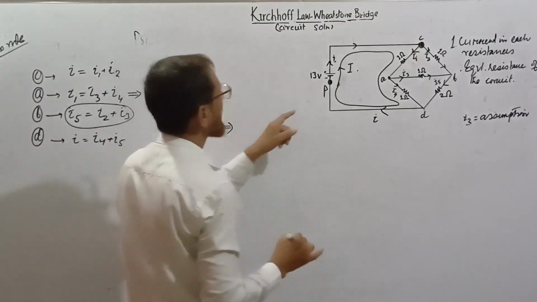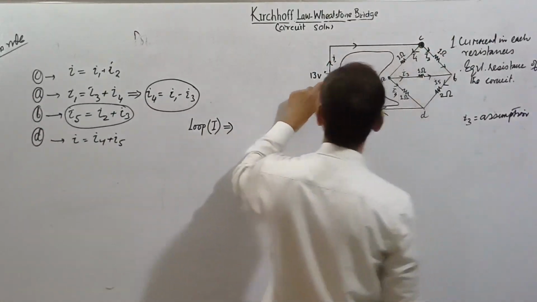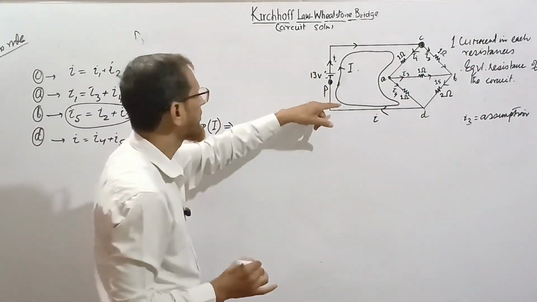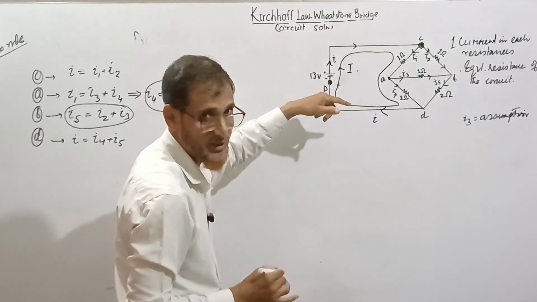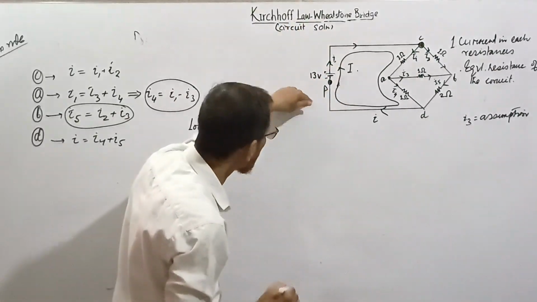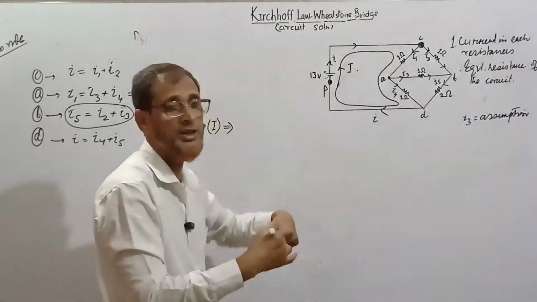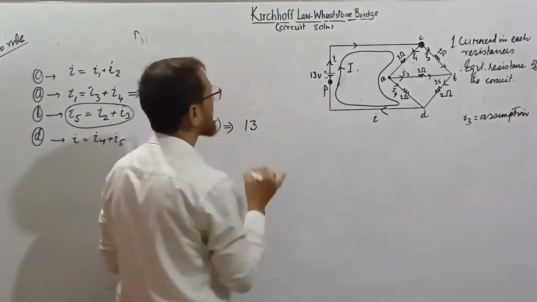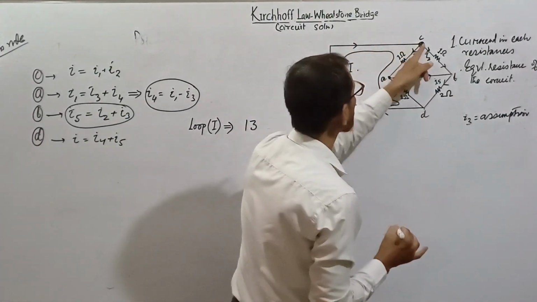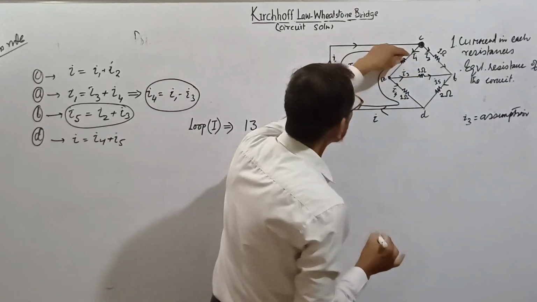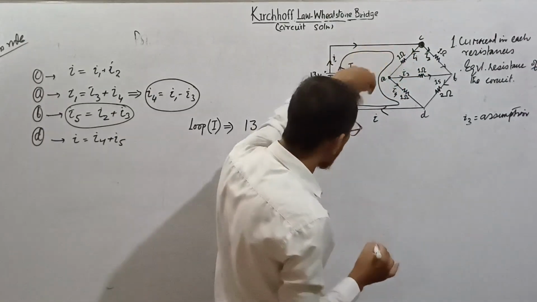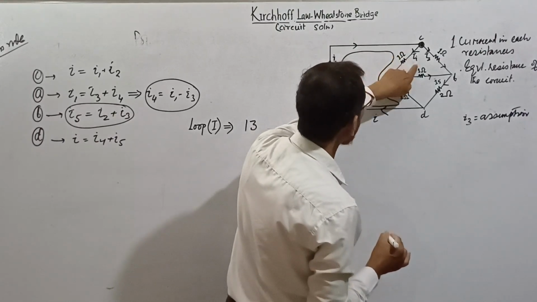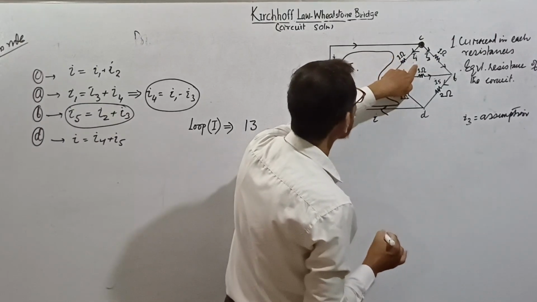So what about loop 1? In earlier classes I have mentioned that for EMF, when the current comes from the cell, that is from negative to positive, if it starts from negative to positive, the answer is positive. You assume it is positive. So the EMF is positive. It comes in this direction, it comes in this way. So the current is along the 1 ohm resistance. So 1 into I, current into resistance, equals V.